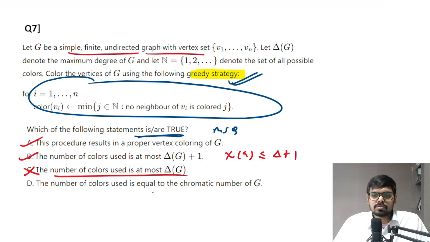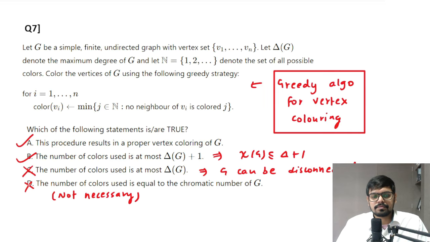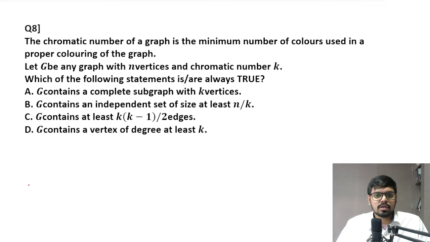The number of colors used is equal to the chromatic number. Definitely no. We have seen an example in the class notes as well. So only A and B are correct. Other options are wrong. Makes sense? Easy? If easy, then let us go to question number 8. Pause the video, try, then look at my solution.